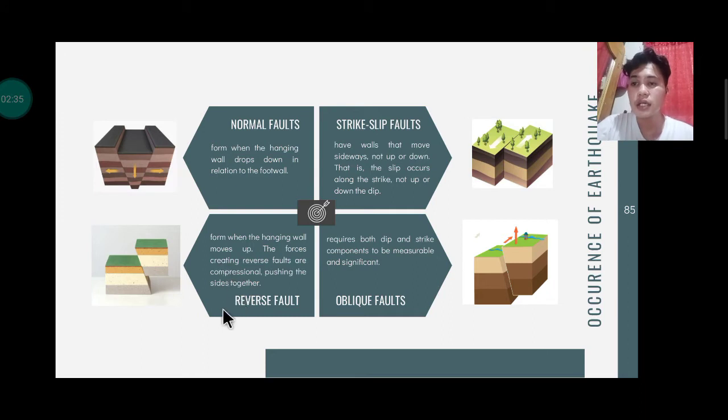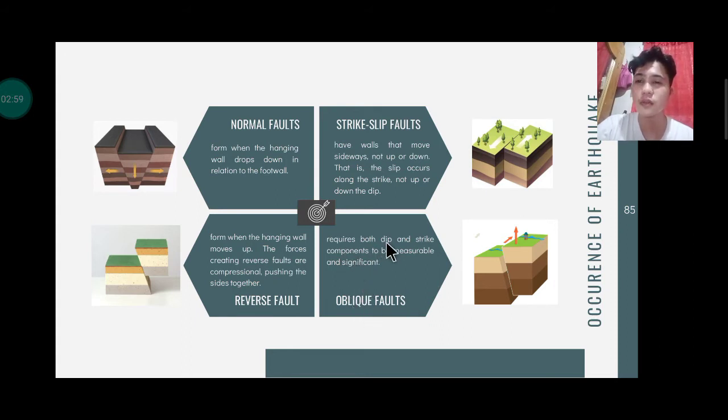Next is the reverse fault. It forms when the hanging wall moves up. The forces creating a reverse fault are compressional, pushing the sides together. As you can see, this is the hanging wall, moving in an upward direction, and beneath it is the footwall.